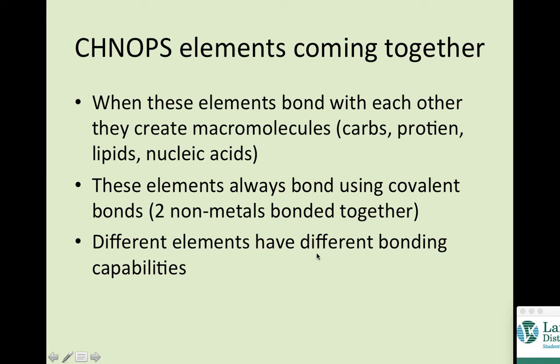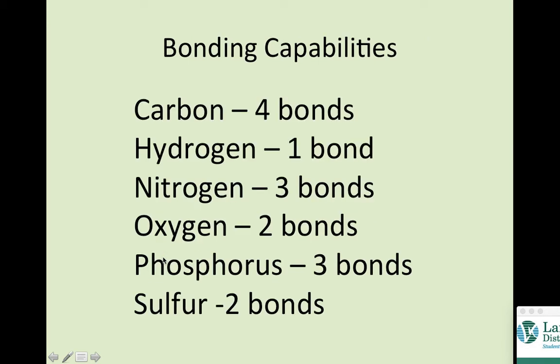Now, different elements have different bonding capabilities. What I mean by bonding capabilities is how many things can attach to an atom. A carbon atom can have 4 things attached to it. So it could have 4 hydrogens attached, 4 chlorines, or 4 fluorines. So carbon has 4 things that can attach to it. Hydrogen can only attach to 1 thing. Nitrogen can attach 3 things. Oxygen can attach 2 things.